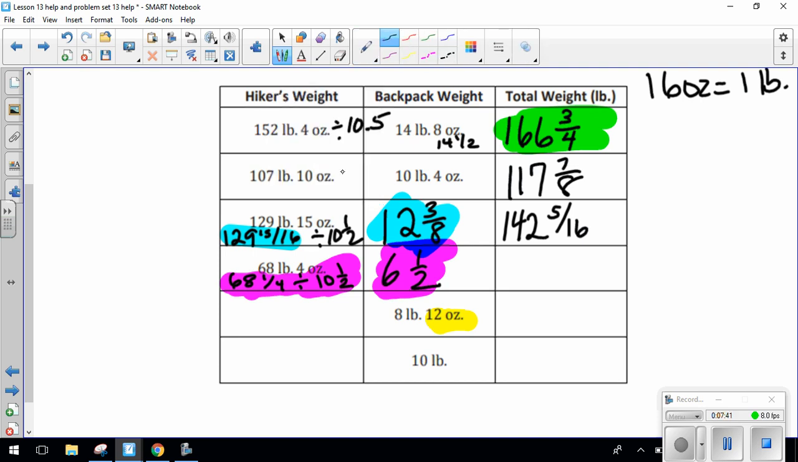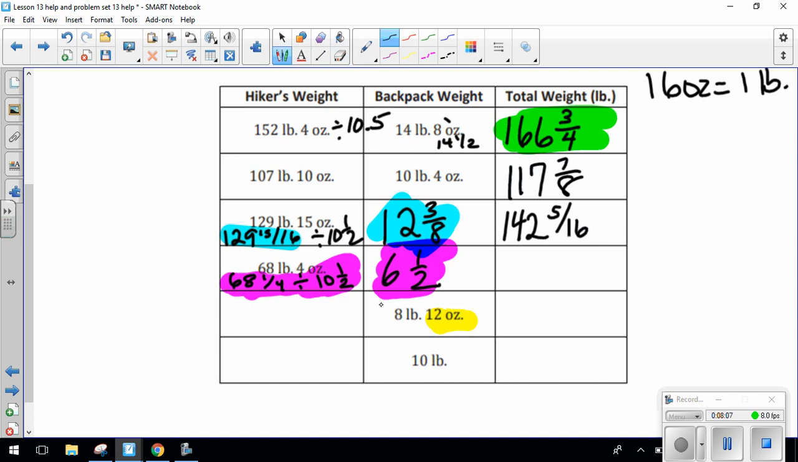So when I go from the left hiker's weight to backpacker weight, I'm dividing by 10. But if I had this backpack weight and I wanted to find the hiker's weight, I would times 10. So if I go left to right, I'm going to divide by 10. But if I start on the right and go left, I'm going to times by 10.